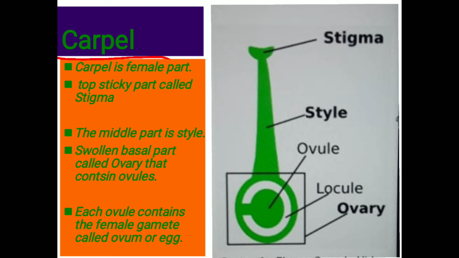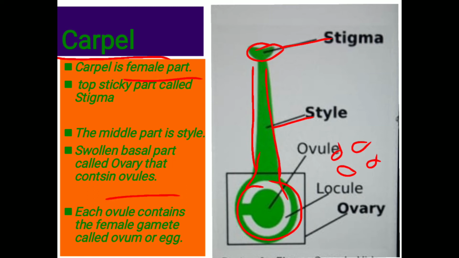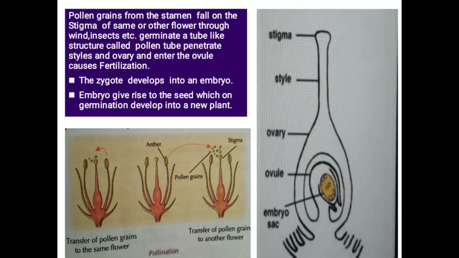Now carpel. Carpel is the female part of the flower. The top sticky part is called stigma. The middle part is called style, and the swollen basal end of the same is called ovary. Ovary contains small granule-like structures called ovules. Another name of the ovules is egg or ovum. So this is the female part.